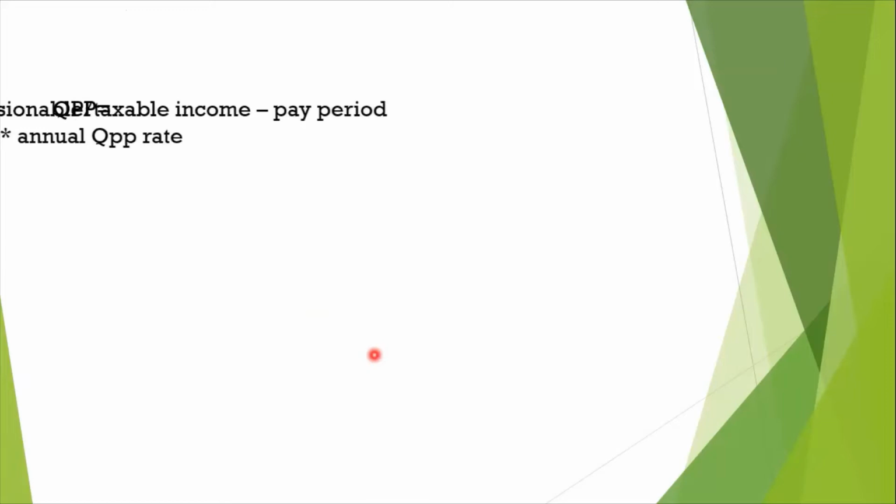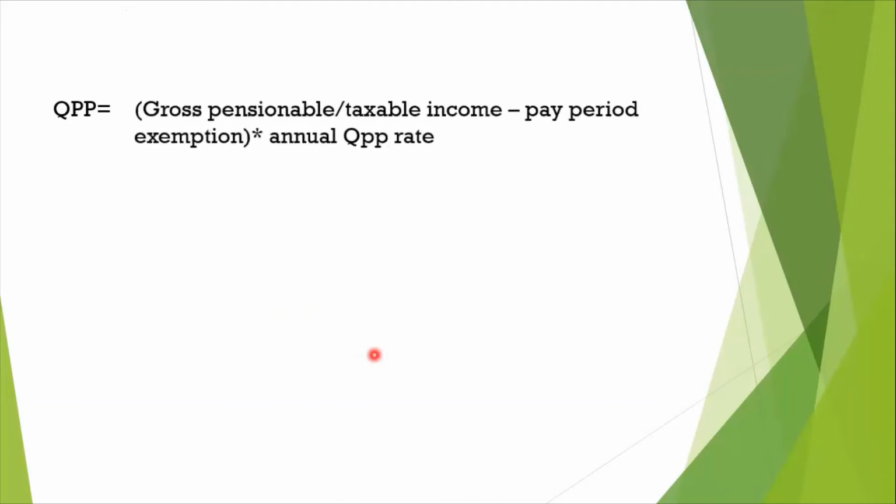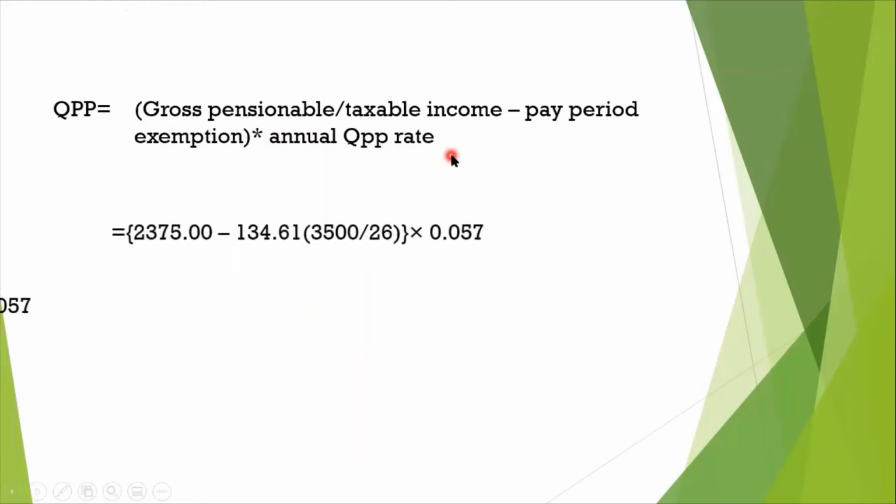Now let's look at how we can calculate the QPP, the Quebec Pension Plan contribution. We take the gross pensionable income, which is also called taxable income, minus the pay period exemption. And then from there, you multiply it by the annual QPP rate. So it's just a straightforward example like the one that we already did with the CPP.